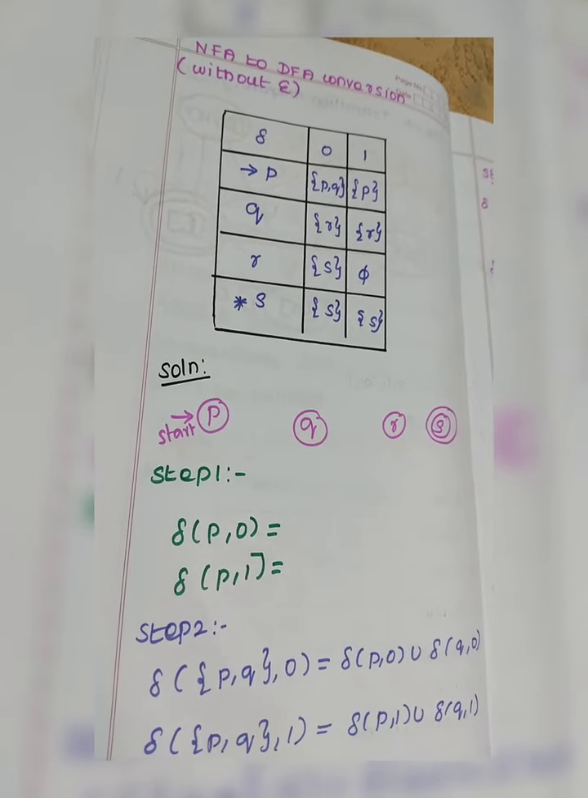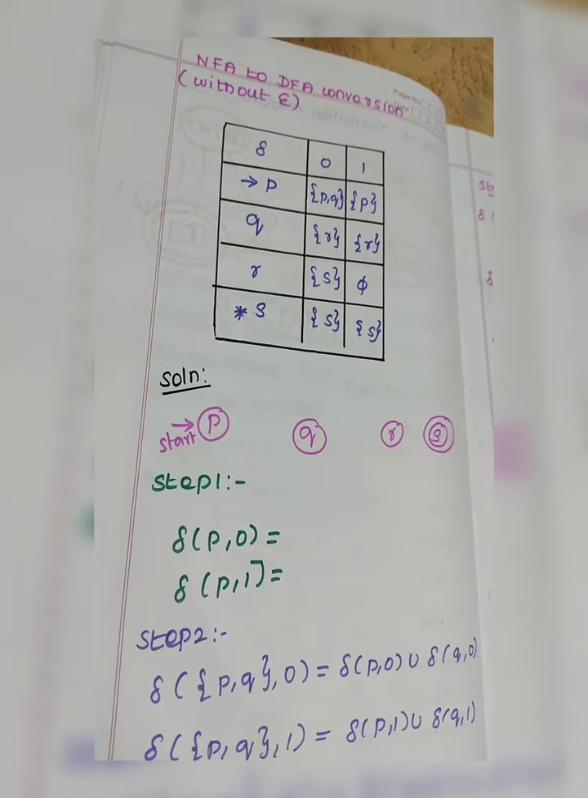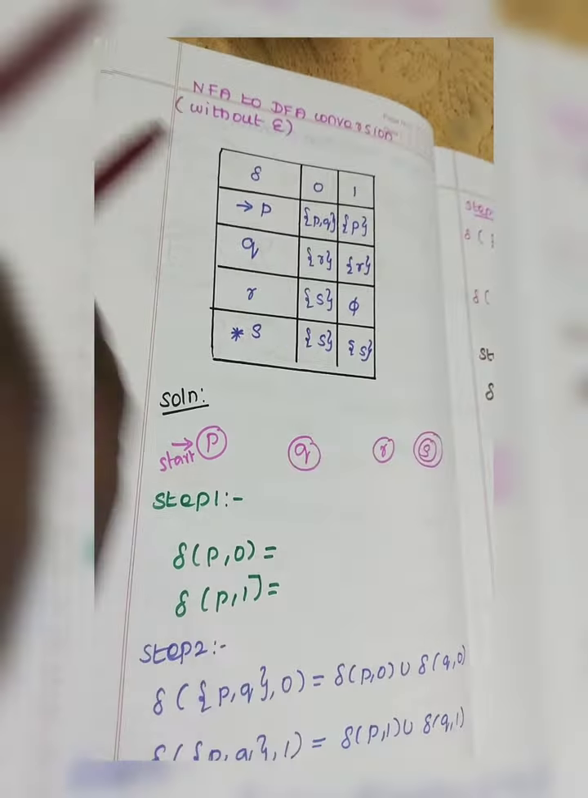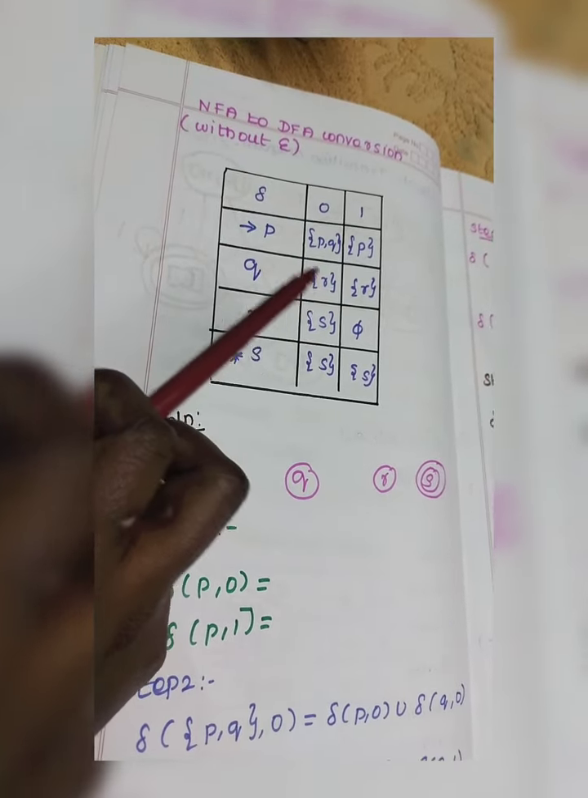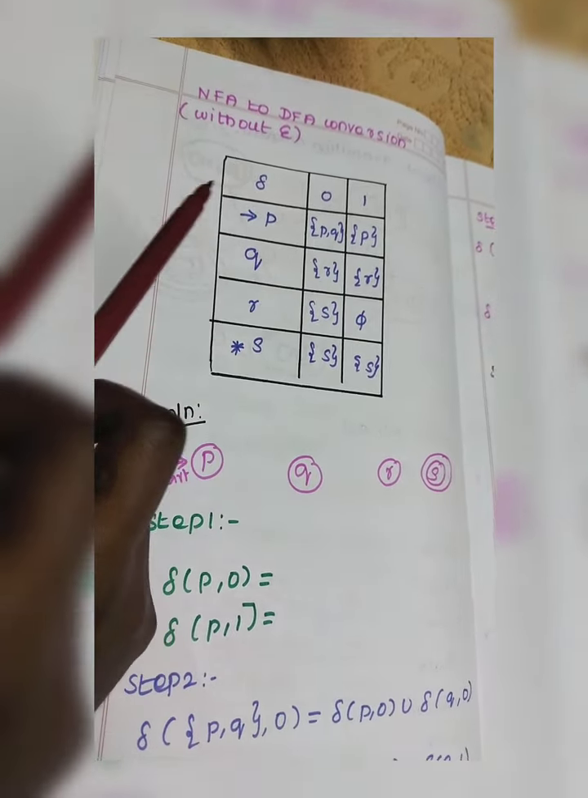Welcome back students. Now I will explain the NFA to DFA conversion without epsilon. In this question they may give one transition table or transition diagram without epsilon terms. Here some phi's may be available but there is no epsilon term. So this is one NFA. You have to convert it to the DFA without the epsilon.